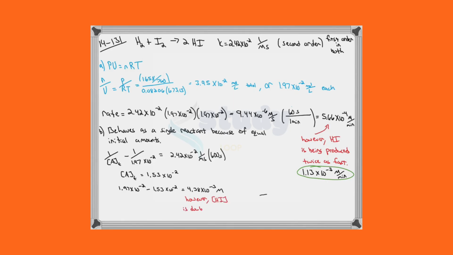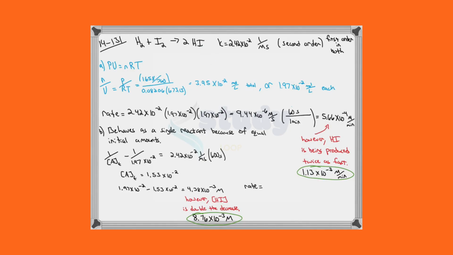However, HI is increasing in concentration at twice the rate as each of these are decreasing. So we need to multiply that by 2 to get 8.76 times 10 to the negative 3 molar. That will be the concentration of HI after 10 minutes.